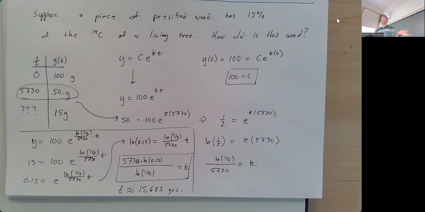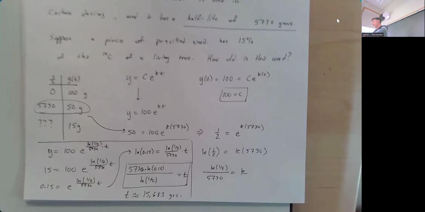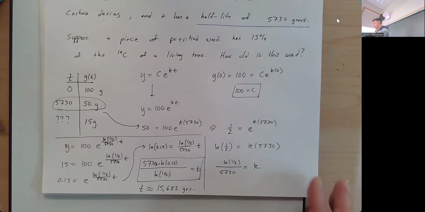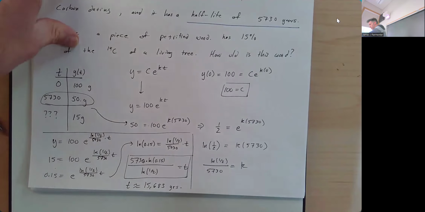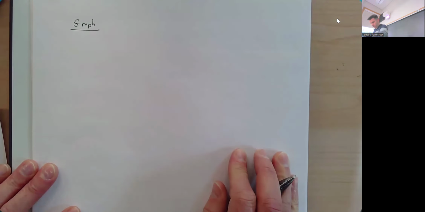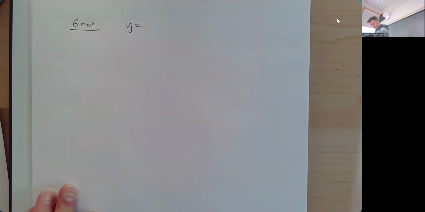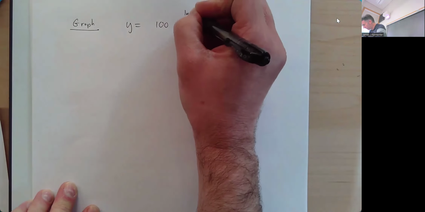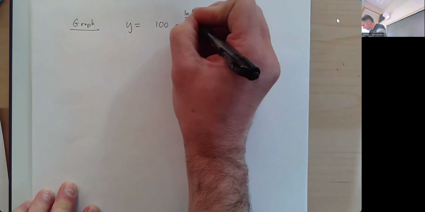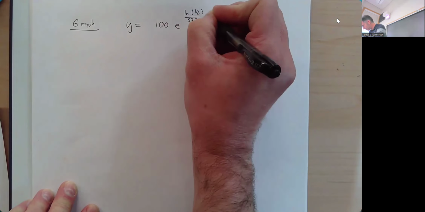I don't know what he will make you do, but it's certainly plausible. It's not unreasonable to graph the exponential function. And that said, if I was going to graph this function, let's talk about that for a second. So let's say I wanted to graph the model, y equal to 100 e to the natural log of 1/2 over 5,730 times t.